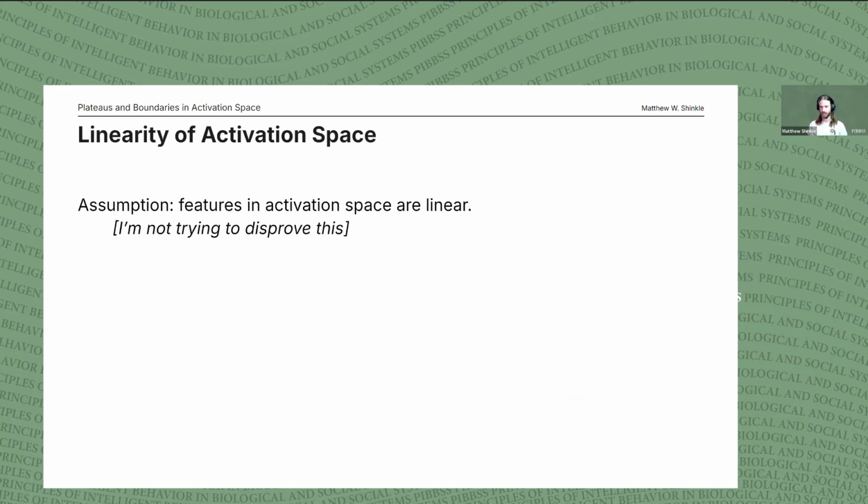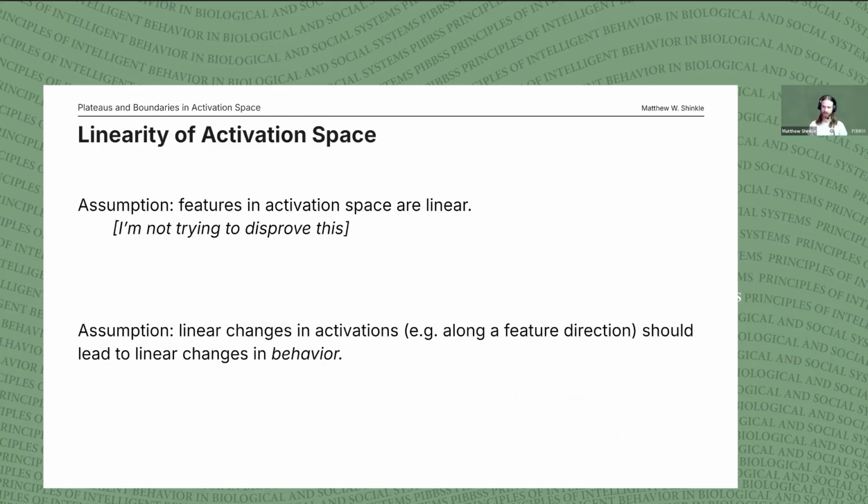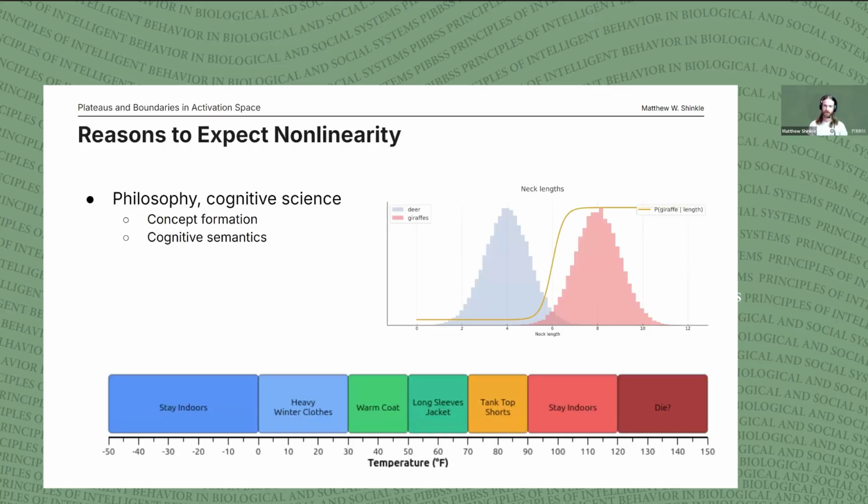These are not assumptions I'm necessarily trying to disprove, but there is one possible misunderstanding of this, and this is that influencing activations in an earlier layer of a model should lead to linear effects downstream for the model, for example, in model behaviors. And this is something that I would challenge. There are a number of reasons to question this.